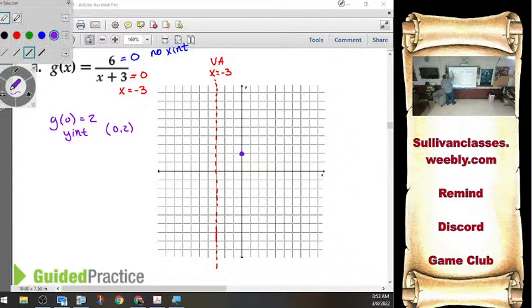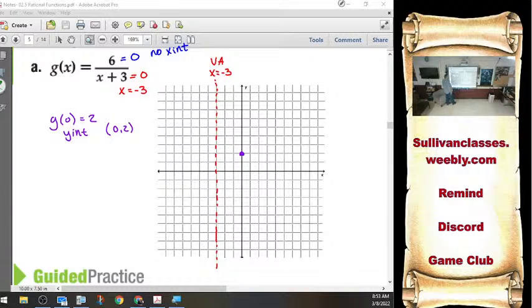Okay. And then my horizontal asymptote. I go and look at my degree. What's the degree of the numerator? 0, because it's constant. Degree of denominator? 1. 0 is less than 1, so y equals 0.